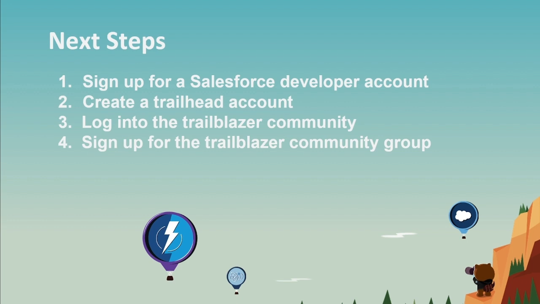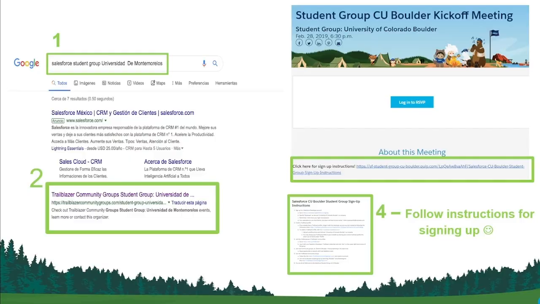What you have to do is sign up for a Salesforce developer account. You have to move to a Trailhead account, log into the Trailblazer community, and sign up for the Trailblazer community group. This is the way you are going to connect. You will just directly go to Google and search for Salesforce Student Group University.